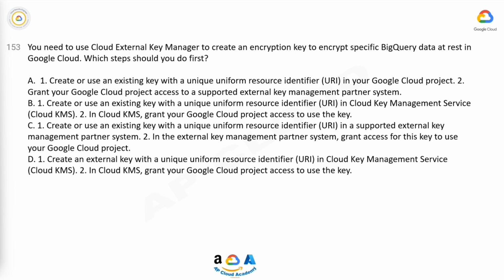D. 1. Create an external key with a unique Uniform Resource Identifier, URI, in Cloud Key Management Service, Cloud KMS. 2. In Cloud KMS, grant your Google Cloud project access to use the key. The correct answer is C.